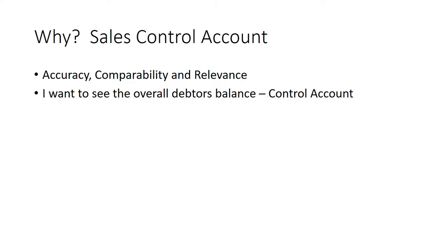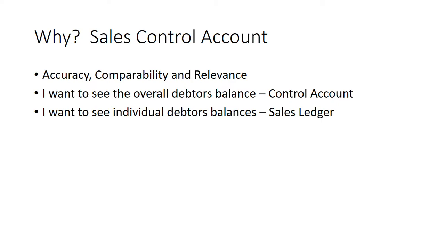So I want to see the overall figure first, because I have a general idea about what I think I can support in terms of debtors, or what I think it should be. And often in terms of comparability, I compare it to the same point last year. If it's different to that, I'm now concerned that something's going wrong. So remember, in terms of professional skepticism, I'm comparing the overall control account to something else. So I want this large figure. I want this big number.